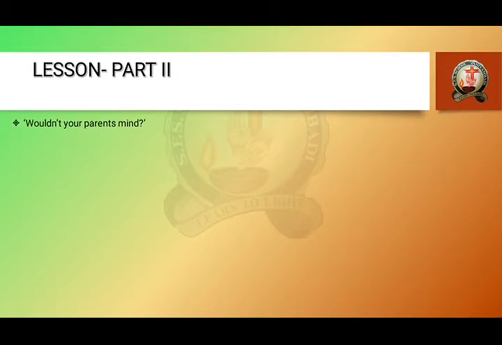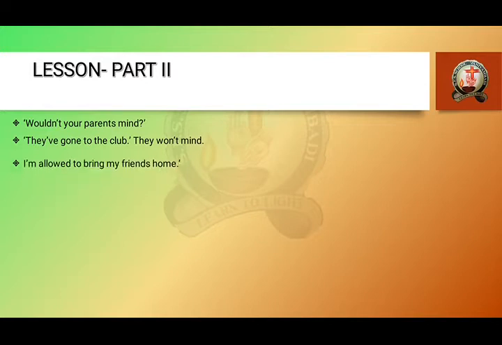And here comes the lesson part 2. So this was the conversation between the girl and the man, and the girl invited the man to her house. Then the man is asking, wouldn't your parents mind? And for that, the girl replied, they have gone to the club, they won't mind. And I'm allowed to bring my friends home. This girl is replying to the man that they have gone to the club, they were not at the house. Even if they were in the house, they won't mind. I'm allowed to bring my friends home, which means she used to bring her friends home, and their parents won't restrict.